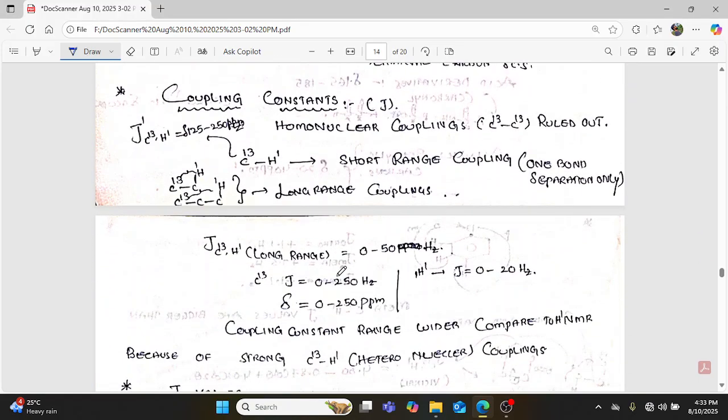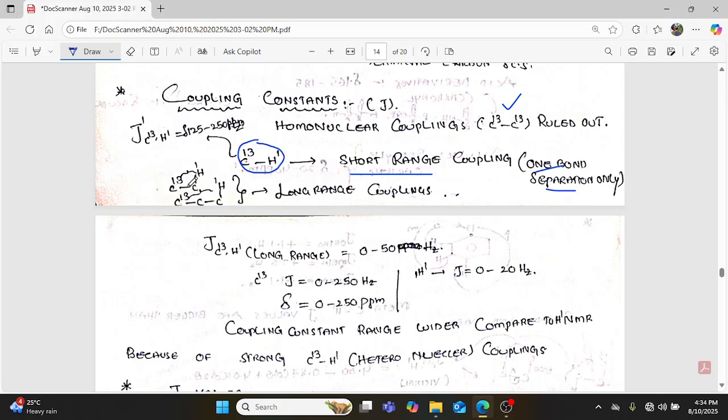Coupling constant. Already we know that the distance between the adjacent lines in an NMR signal is commonly called the coupling constant. So here we are ruling out the homocouplings, C13 with C13, because of the lesser abundance of C13. Here we have two types of coupling, short range and long range. That short and long range is due to C13 and proton heteronuclear coupling only. This is one bond separation only, short range coupling.